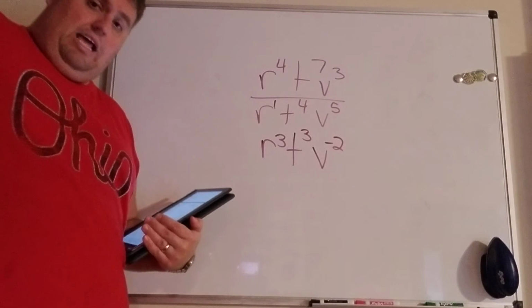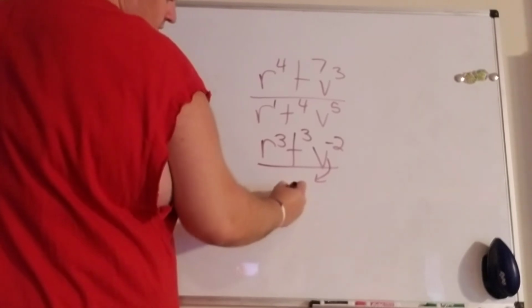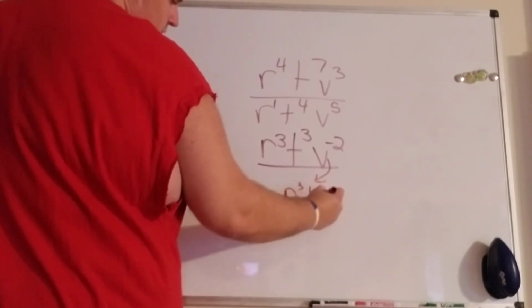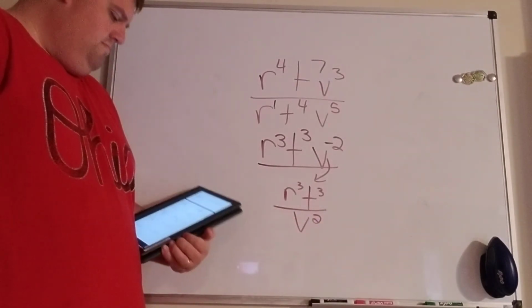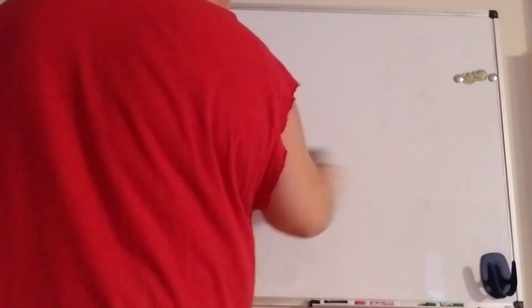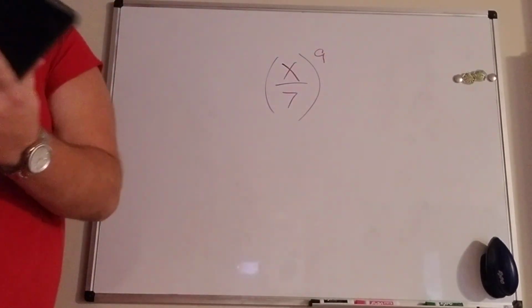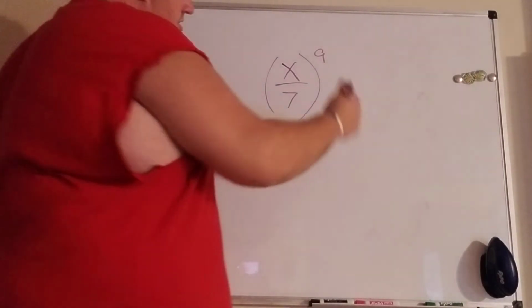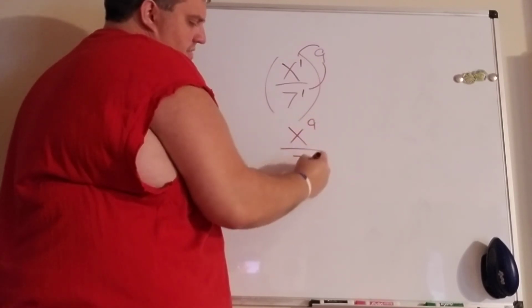And then at the end, again, I see a negative exponent. I got to fix that. So I want to move v to the bottom. That's going to give me r to the 3rd, t to the 3rd over v to the 2nd. Awesome. And the very last one, we have x over 7 all to the 9th. Don't forget that that 9 is going to go to everything on the inside. So there's really a 1 here, there's really a 1 here. Multiply by both, and that gives us x to the 9th over 7 to the 9th.